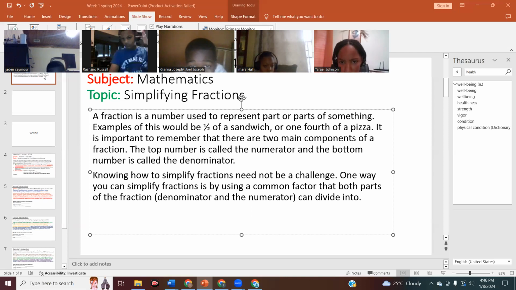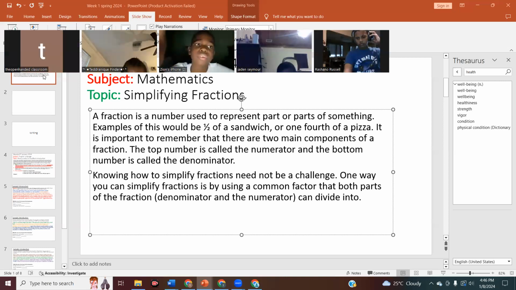Knowing how to simplify fractions need not be a challenge. One way you can simplify fractions is by using a common factor that both parts of the fraction, the denominator and the numerator, can divide into.